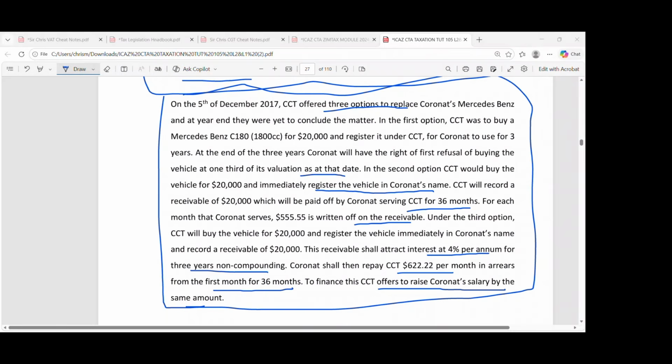Option 2. CCT will buy the vehicle for 20,000 and immediately register the vehicle in Colonat's name. So the company buys it, but registers it in the individual's name, holding other things constant.